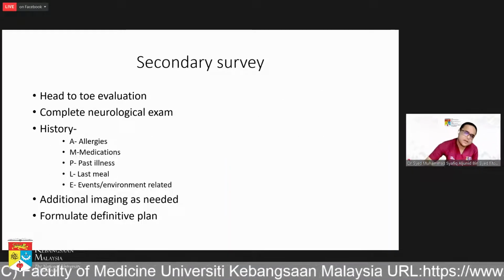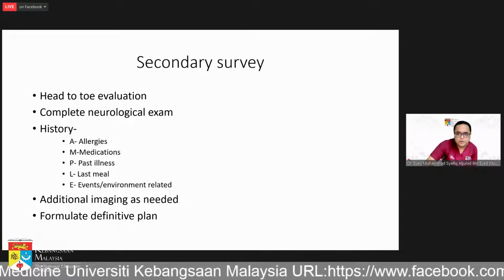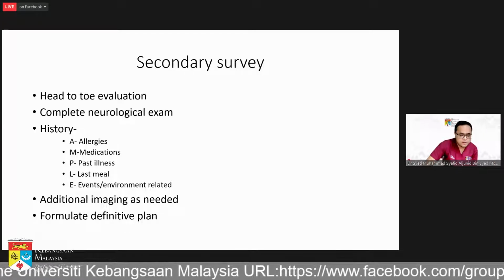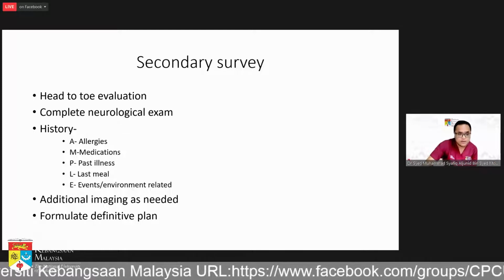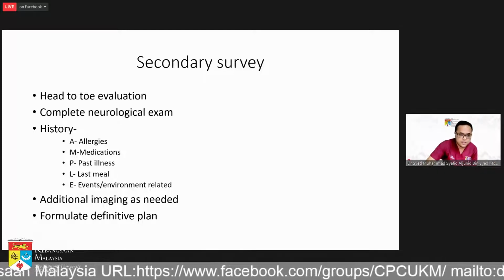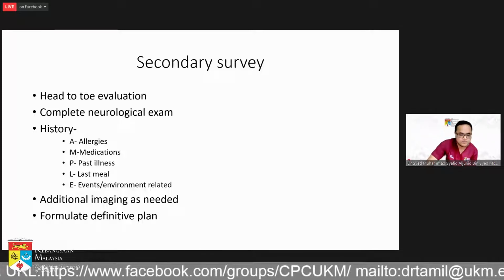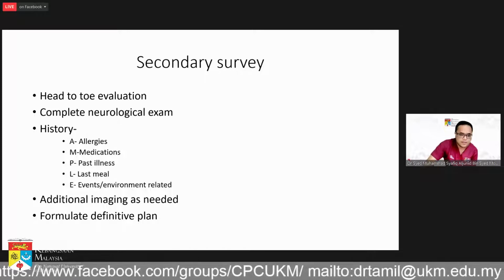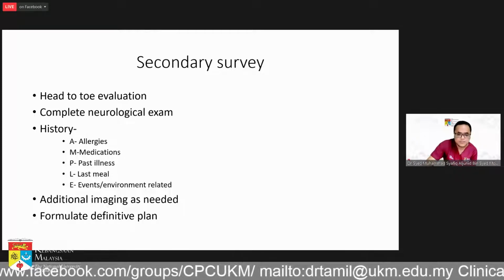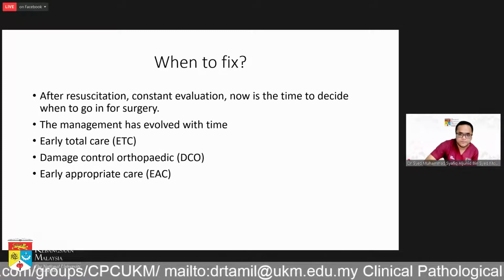And then we go to our secondary survey, which is your head to toe evaluation. Do a complete neurological examination, take a history if possible. The mnemonic is AMPLE: allergies, medication, past illness, last meal, and events or environment related to the trauma. And then additional imaging as needed, for example CTs, and then we formulate a definitive plan.